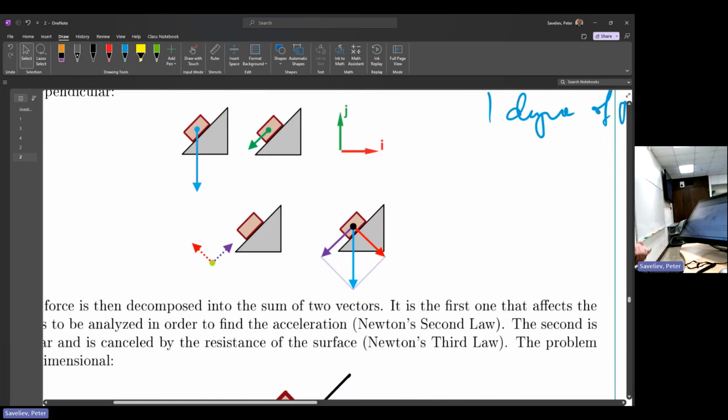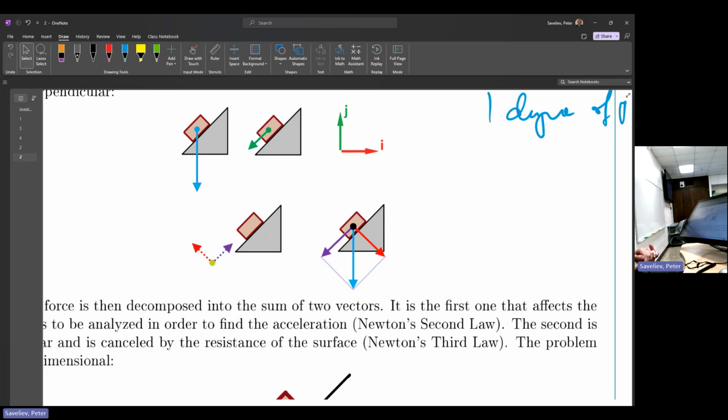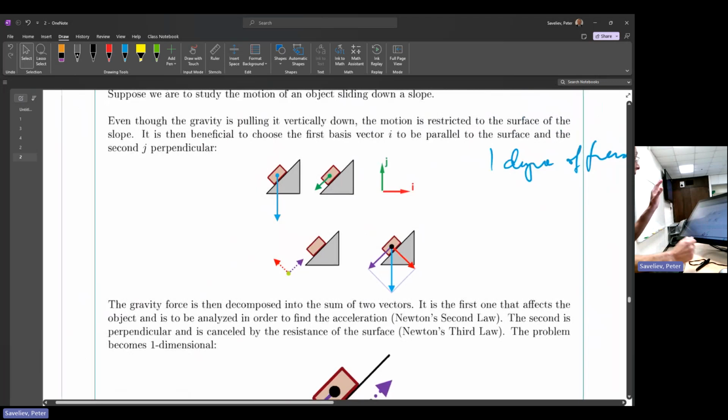So if the slope is the same throughout the motion, then this is a smart way of choosing your axes, or rather your basis vectors, and you choose them not necessarily as vertical and horizontal. Let's not. Let's choose these once again: one vector is along the slope, the other one perpendicular, and things work out much better. The mathematics would be much easier.